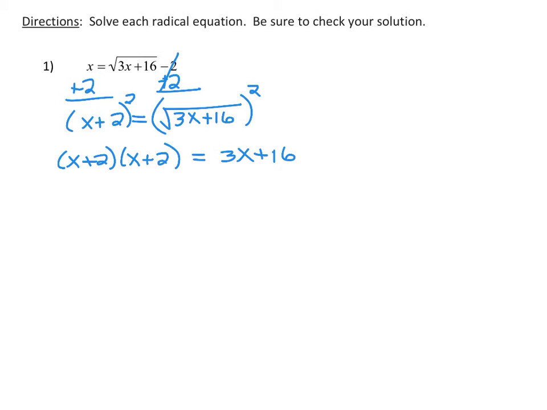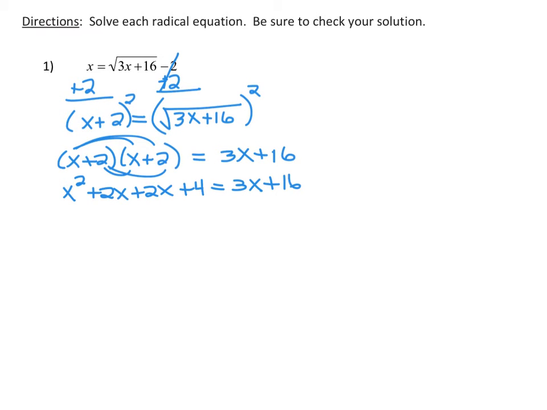All right, we're up to step 3 already. Step 3 is to solve, so let's do it. X times x is x squared. X times 2 is 2x. 2 times x is 2x. And 2 times 2 is 4. And I'll bring down the equals 3x plus 16.